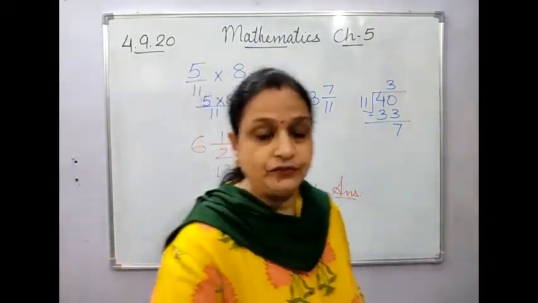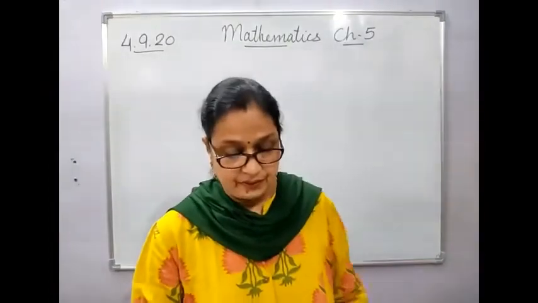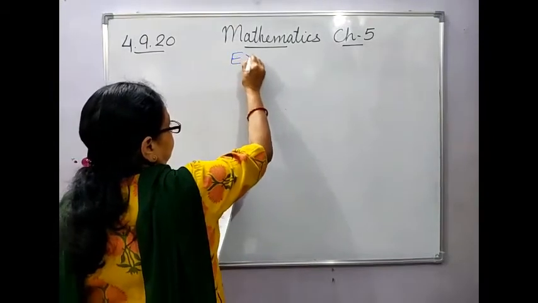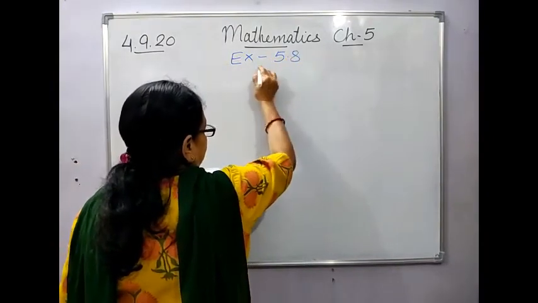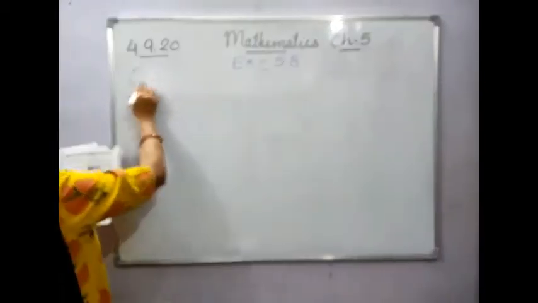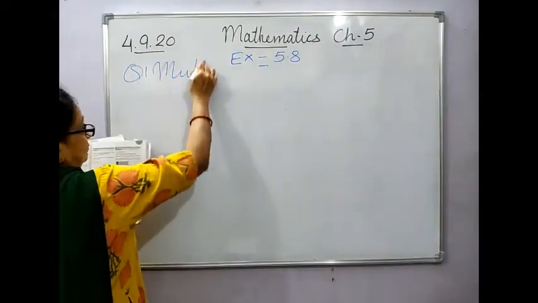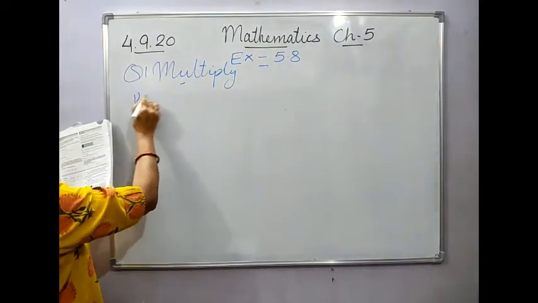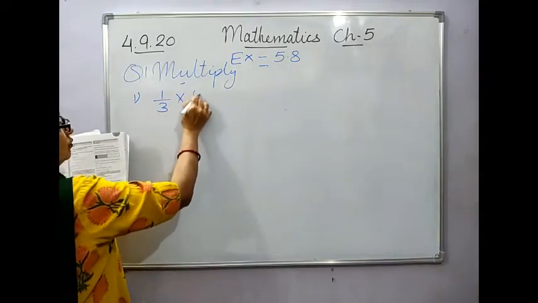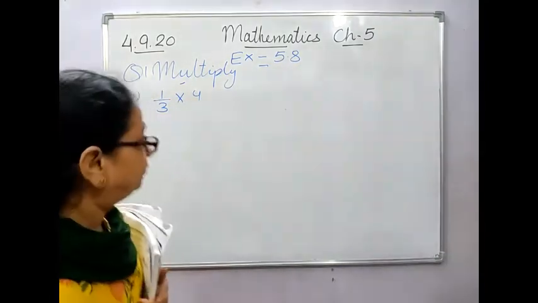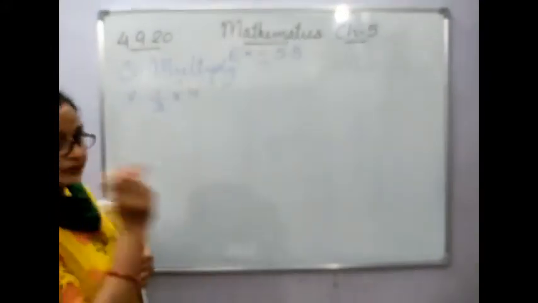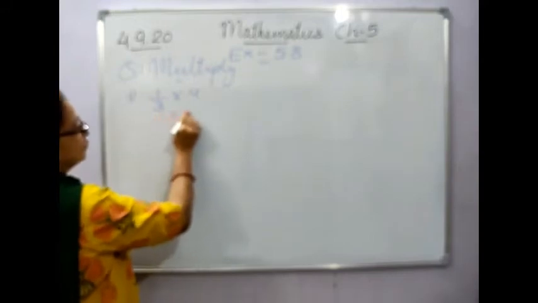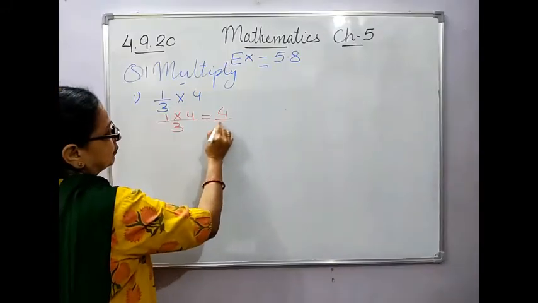Now we straight away move to the exercises. So exercise 5.8. Question number 1, multiply. Very simple. First one, if I show you, 1 upon 3 into 4. As I have already told you, what you will do, the denominator will remain the same, only the numerator gets multiplied. So it is 1 into 4. 4 ones are 4 upon 3.